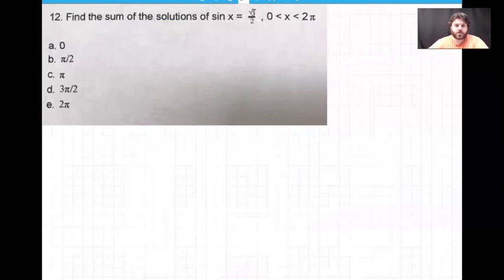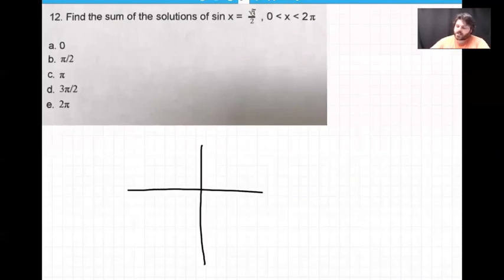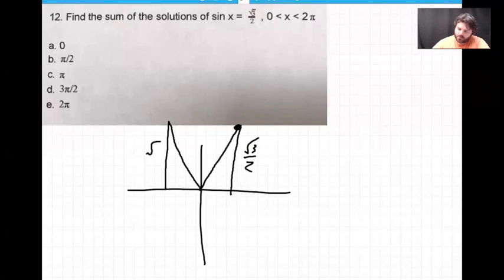All right, find the sum of the solutions of sine of x equals √3/2, and x is between 0 and 2 pi. Okay, so the sine is the y value, and the y value is √3/2. So here's one location where the y value is positive √3/2, and here's your other value of y, it's positive √3/2. So what we're looking for is this angle here, right? And then also this angle that gets us to here. Those are the two solutions, those angles, because we're solving sine of x equals a value, we're looking for an angle.